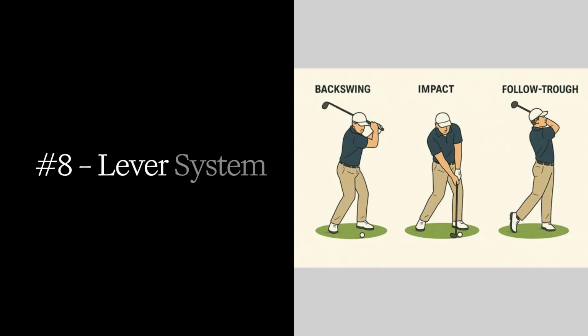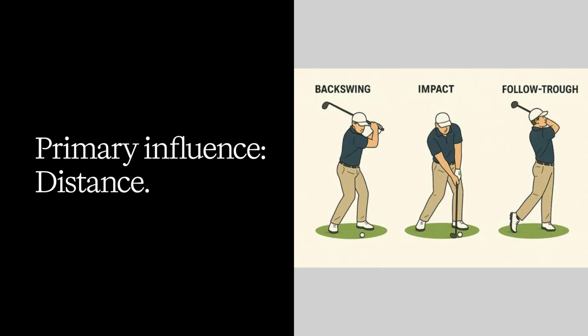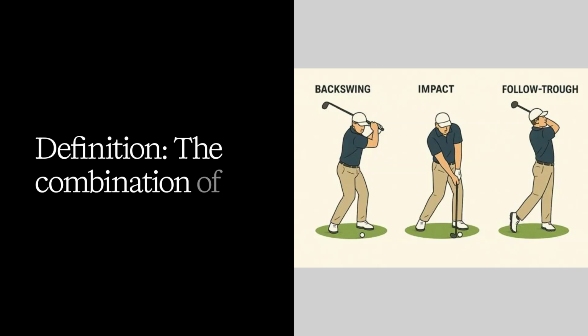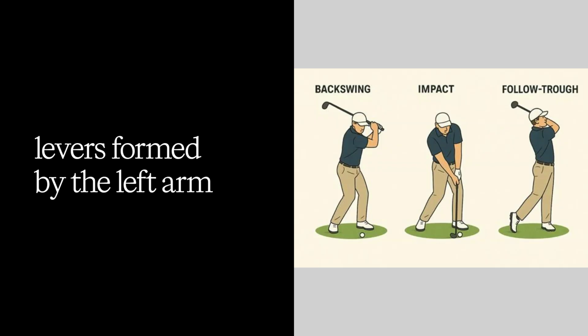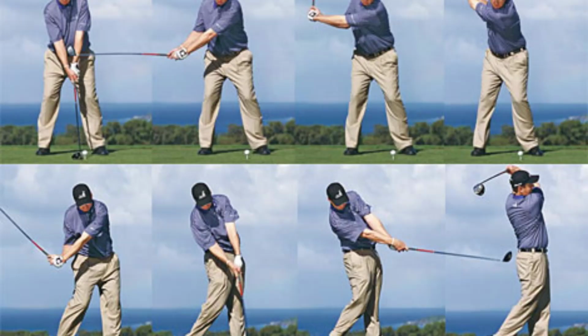Number 8. Lever system. Primary influence, distance. Definition. The combination of levers formed by the left arm and club during the backswing. Number 9. Timing. Primary influence, direction and distance. Definition. Proper sequence of body and club movement which produces the most efficient result. Rotation of the hips, not the sway or slide back and forward during the process.